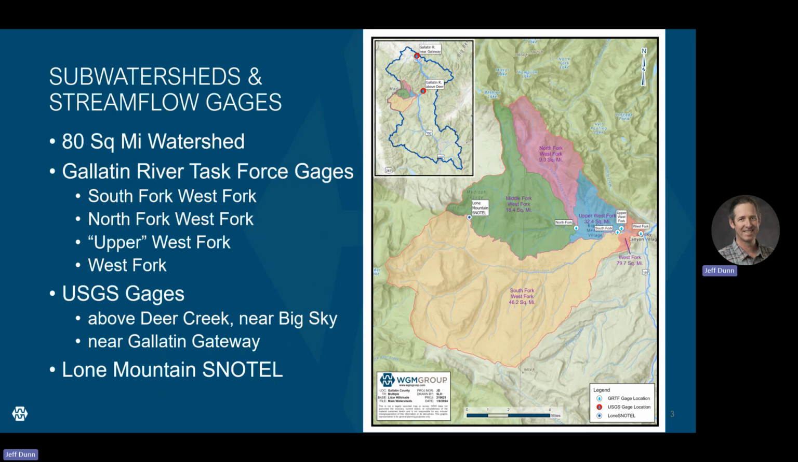The West Fork Gallatin River watershed, pictured here on the right, includes three main subwatersheds: the South Fork, West Fork in yellow, the Middle Fork, West Fork in green, and the North Fork, West Fork in pink. These two flow together to make the Upper West Fork, and the West Fork proper really just accounts for this small section in red. The task force also maintains 4 gauges on these tributaries, as well as 2 USGS gauges on the main stem of the Gallatin River and the Lone Mountain Snowtail site up on the mountain.